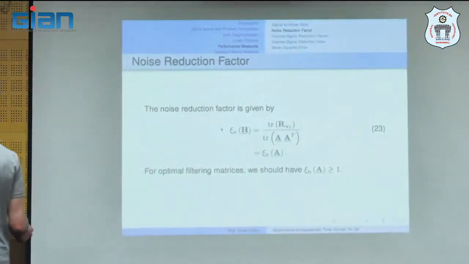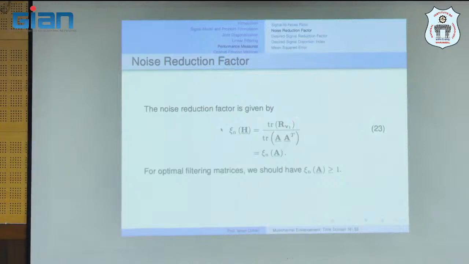Let's define the noise reduction factor. The noise reduction factor measures how much noise was in the reference sensor, the trace of Rv1, compared to the noise at the output of the filtering matrix, which is the trace of A A transpose. This is the noise reduction, and we want the noise reduction factor to be as large as possible.